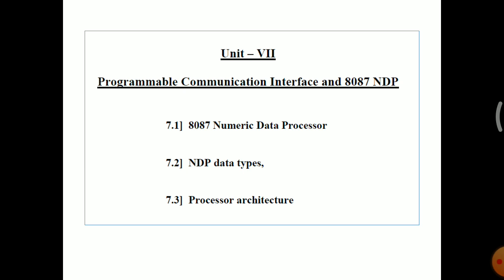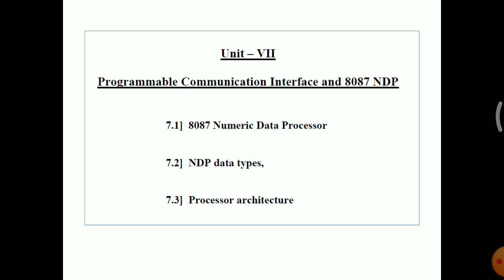So in the first bit, we are going to get the introduction about 8087 numeric data processor NDP, some of its features, its pin diagram we'll see. In the second bit, we are going to discuss the various data types the NDP math coprocessor supports, and in the third bit, we are going to see in detail the block diagram architecture of 8087 NDP math coprocessor.